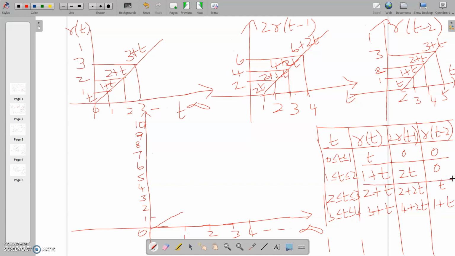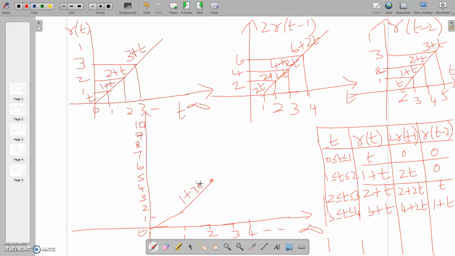For the 1 to 2 duration, it is 1 plus t plus 2t plus 0, because we have to add all the 3 signals. So 1 plus t plus 2t is nothing but 1 plus 3t. 1 plus 3t plus 0 is again 1 plus 3t. So we start with amplitude 1, we are at 1 only, and we have to increase by 3 amplitude. So for 1 to 2 we have to increase by 3 amplitude. We are at 1, so now we have to increase up to 4 because it is 3t.